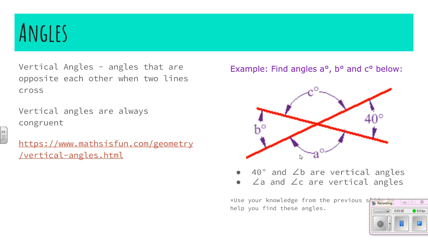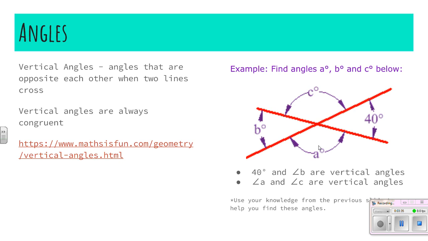All right, the last thing we're going to review are vertical angles. Vertical angles are angles that are opposite each other when two lines cross. And vertical angles are also always congruent or equal. They are the same measurement. So there's the same degrees on this side as there is on the opposite angle, or the vertical angle over here. So if this angle is 40 degrees, angle B would also be 40 degrees. They are congruent.